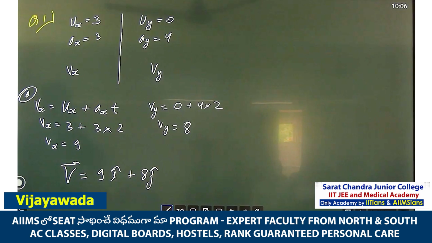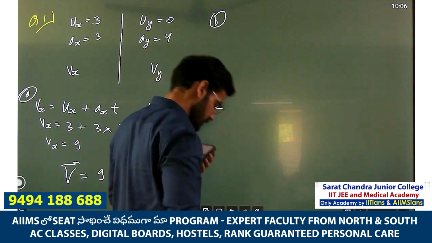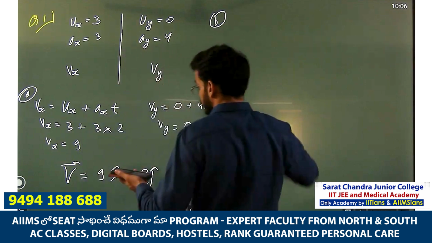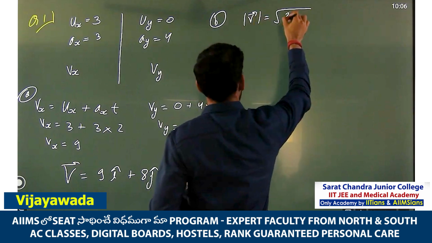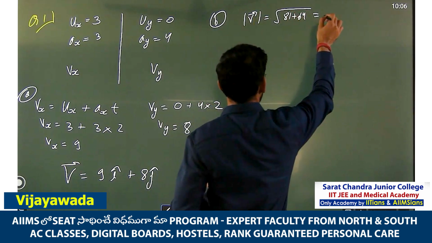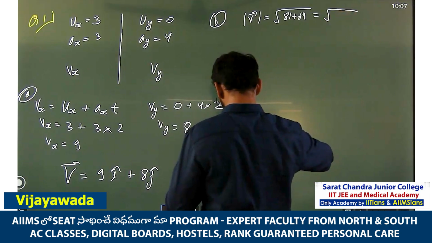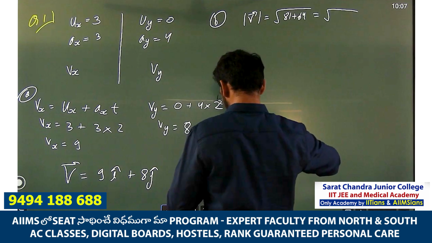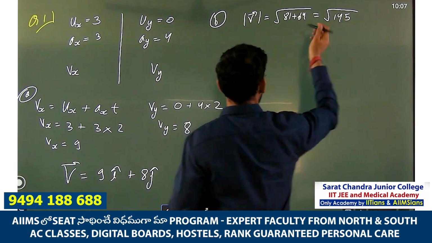If he asks me magnitude, I can calculate the magnitude from here. Understood? He can ask you angle with the horizontal of the velocity. That also you can answer from here. Anything you can ask. B part, speed at t equal to 2 seconds. Speed means magnitude. Under root of 81 plus 64, that is 145.